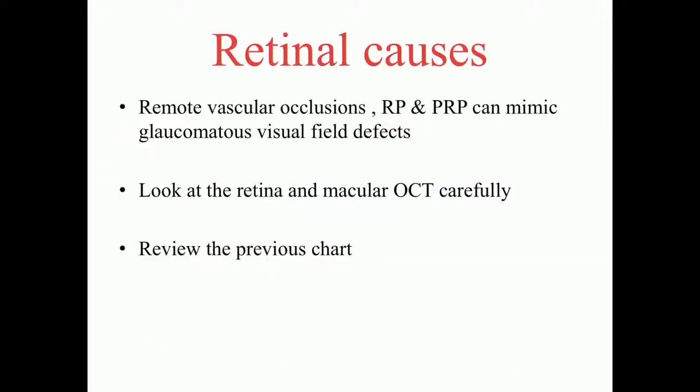We talked about those. So the retinal causes of visual field deficits that can look like glaucoma would be something like remote vascular occlusions, RP, PRP. So look at the retina, look at your macular OCTs, and review the previous charts.